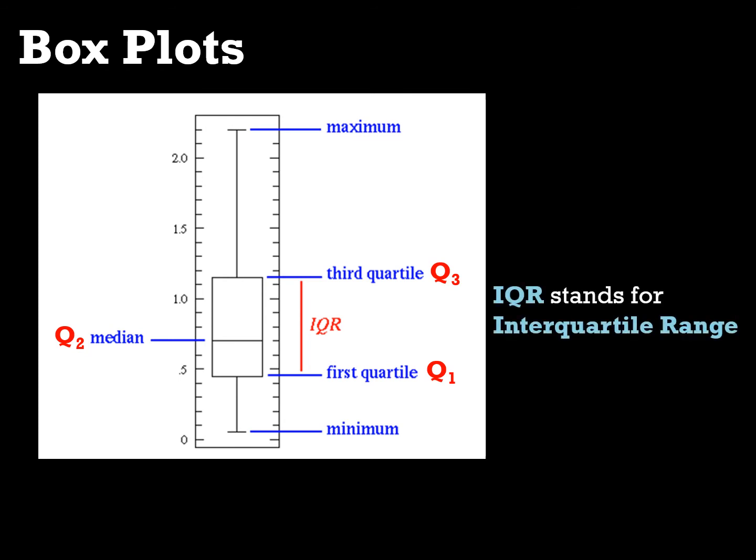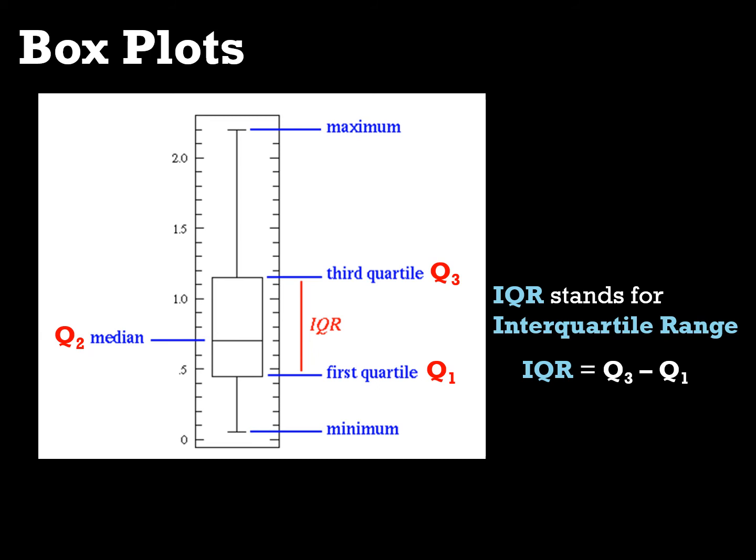Oh, before we do that, though, IQR. If you look, the line that I have between Q1 and Q3 is labeled IQR. IQR stands for interquartile range, and that is basically the range, the distance between Q1 and Q3. So you're going to take the Q3 value, subtract Q1, and that will get you the IQR.